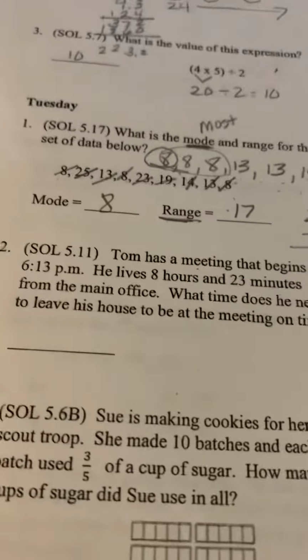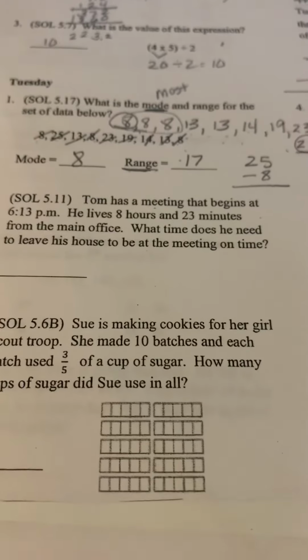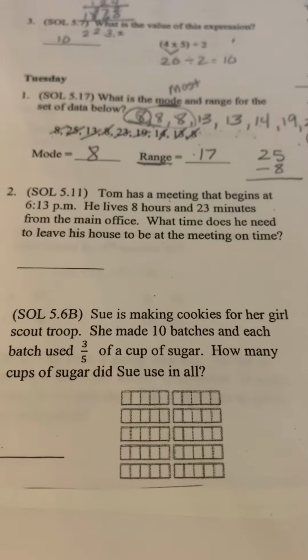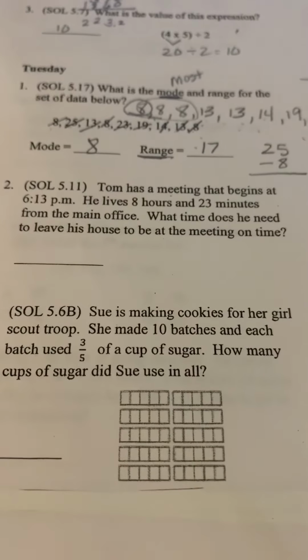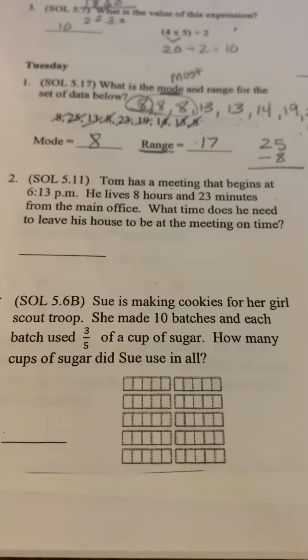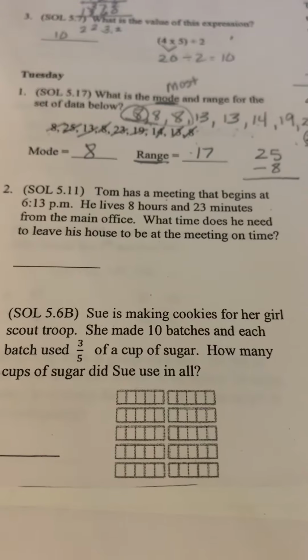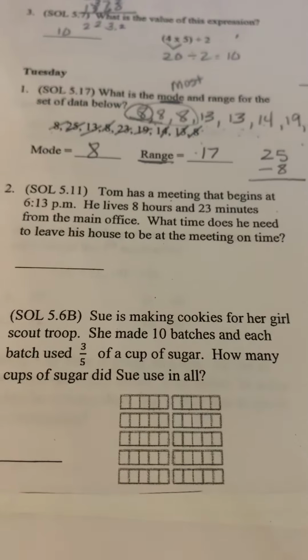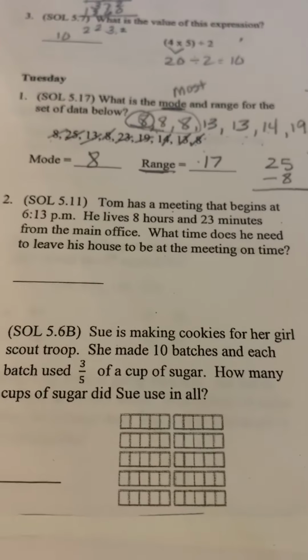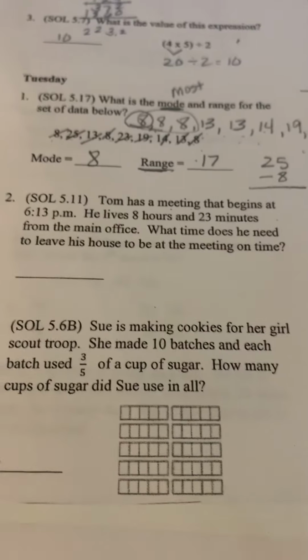Okay, problem number 2. Tom has a meeting that begins at 6:13 p.m. He lives 8 hours and 23 minutes from the main office. What time does he need to leave his house to be at the meeting on time? So this problem, we're actually going to go backwards in time.